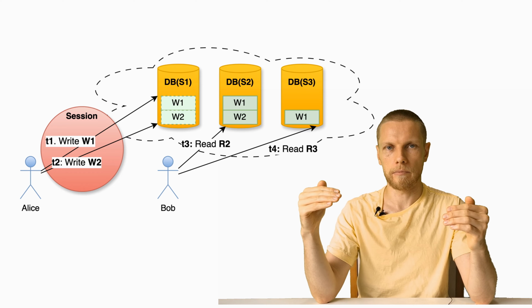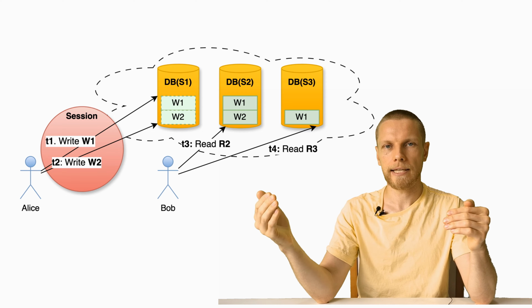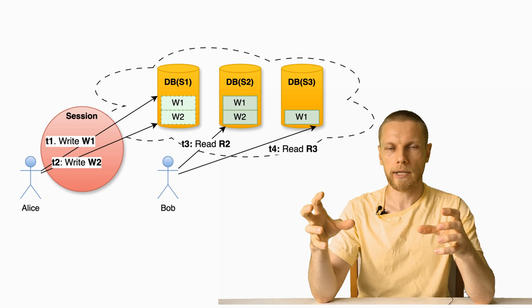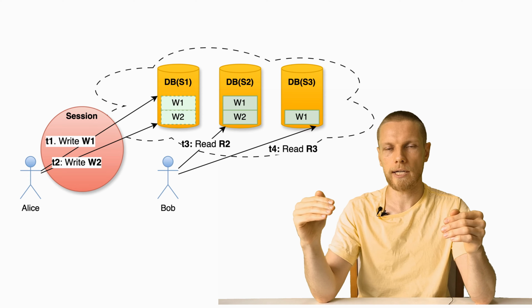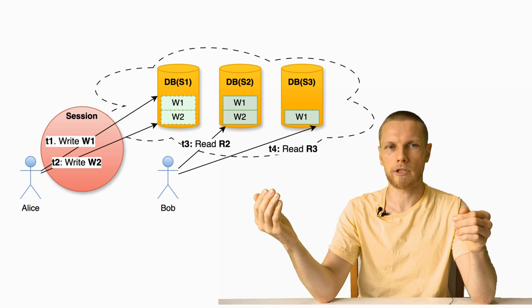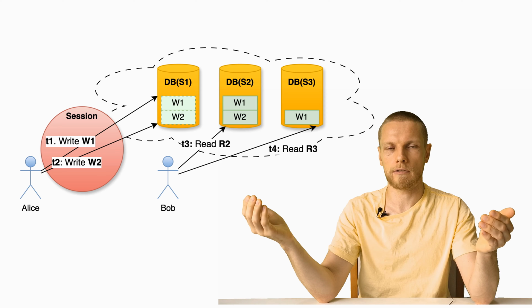And when Bob makes a read from server 3, he sees only write W1. But in both cases, the Monotonic Writes guarantee is satisfied because the order of the writes is the same. And it's perfectly possible that on replica 3, the second write has just not yet arrived.